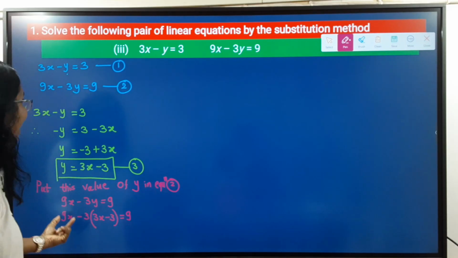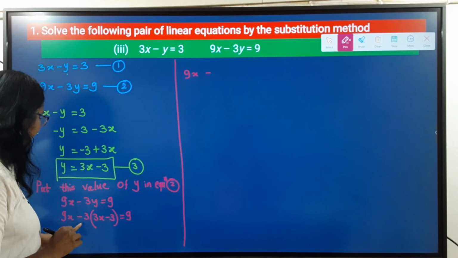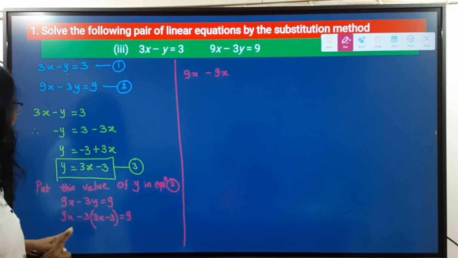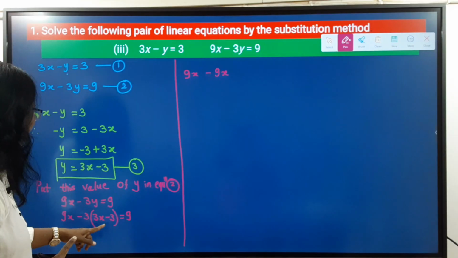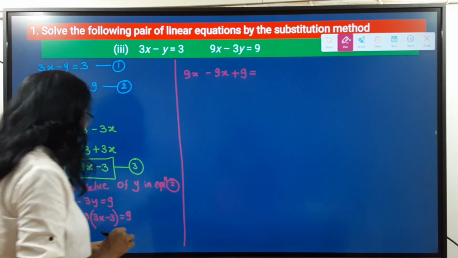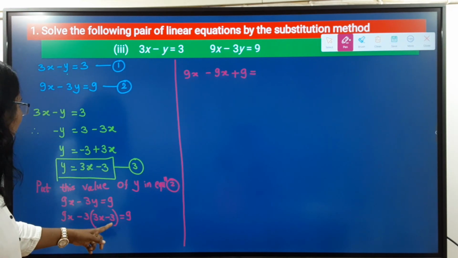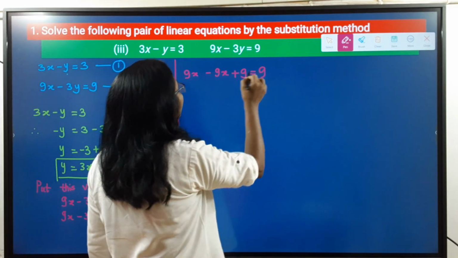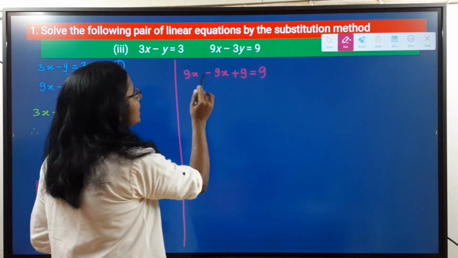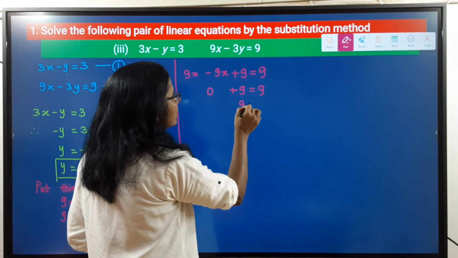Then further simplify it, 9x minus 9x plus 9 is equal to 9. Now here students, 9x minus 9x, that means 0, plus 9 is equal to 9. And that means here students, 9 is equal to 9.